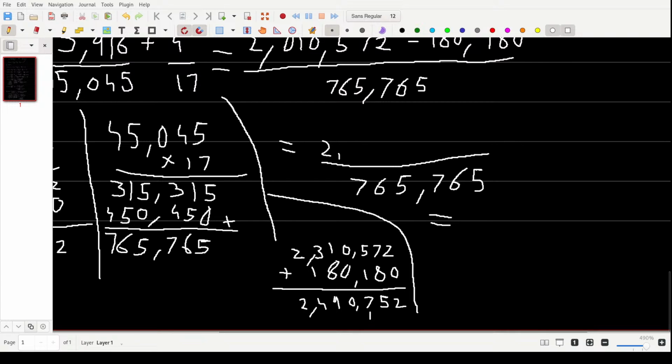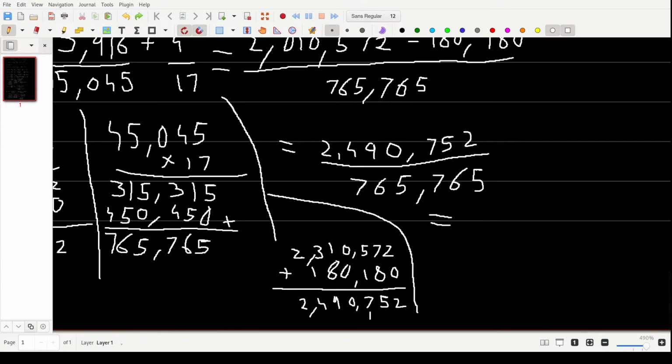And we do this. This is 4. This is 9. This is 0. This is 7. This is 5. This is 2. And now we're going to put this into the bloody calculator. 2490752 over 765765. This is going to come to 3.253 to 3 decimal places.